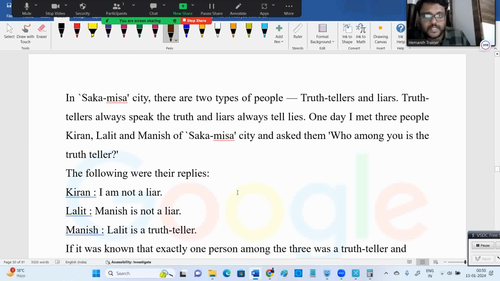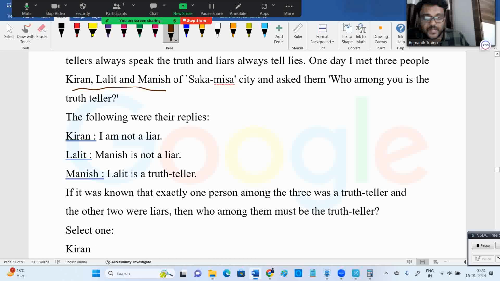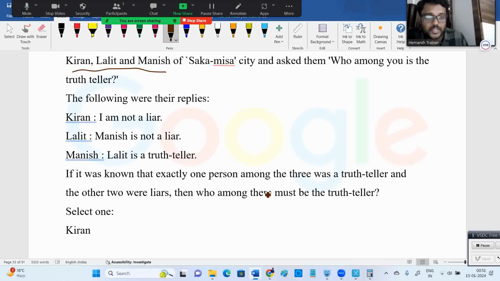Right. Next, they have given a question regarding truth tellers and liars. Truth means they are always telling the truth, and liars always speak lies. When I met 3 people in that city, they asked who among you is the truth teller, and they are giving the answers. Now, if exactly one person among these 3 is a truth teller, the other 2 are liars. So only one person is always telling truth, and 2 people lie. Now, you have to decide who is the truth teller.